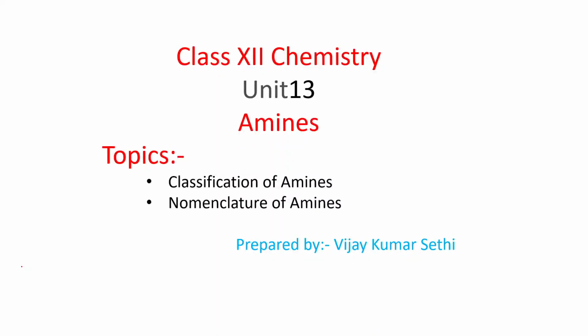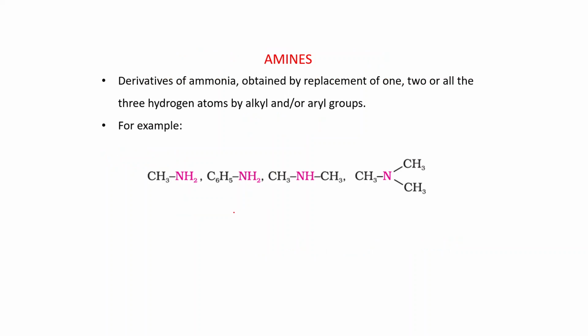Class 12 Science, Unit 13: Amines. In this video we will discuss the classification of amines and the nomenclature of amines. First, what are amines? Derivatives of ammonia obtained by replacement of 1, 2 or all the 3 hydrogen atoms by alkyl and/or aryl groups. In this way we will get the amines. For example, this is CH3NH2. From NH3, one H is replaced by CH3. This is C6H5NH2. One H from NH3 is replaced by C6H5.